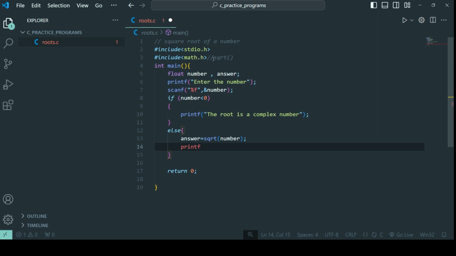and print the square root of the number is, so I'm using %.2f, which means print the value up to the 2 decimal places.